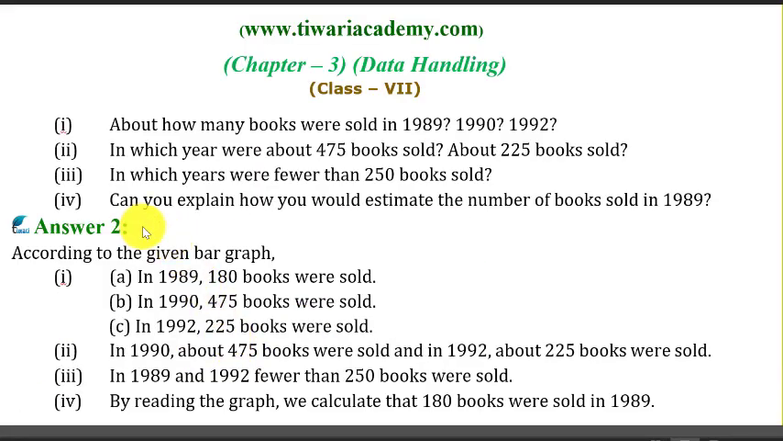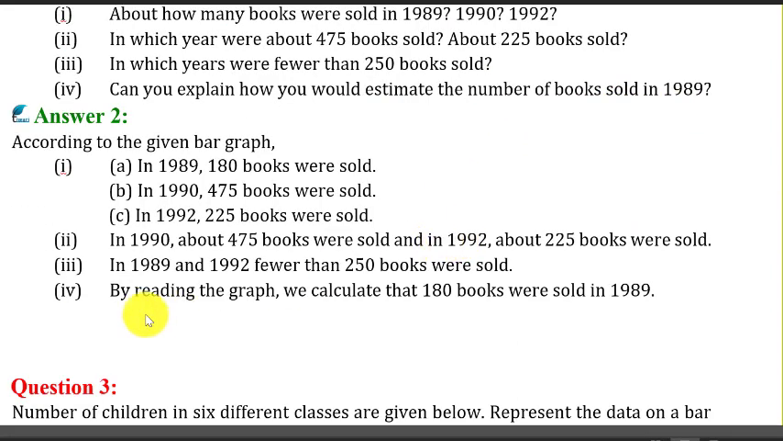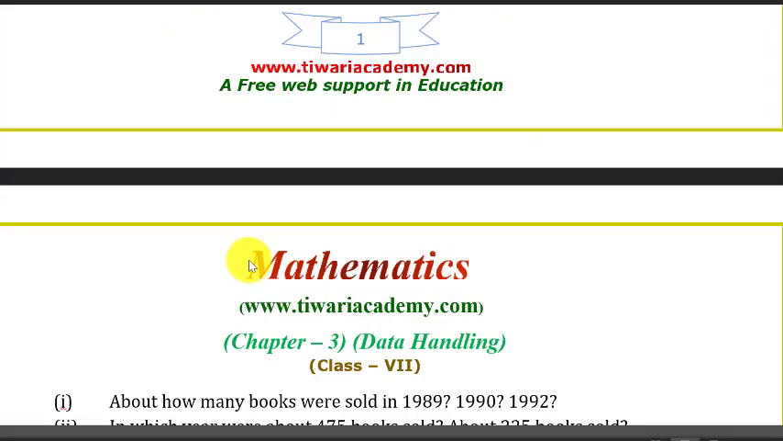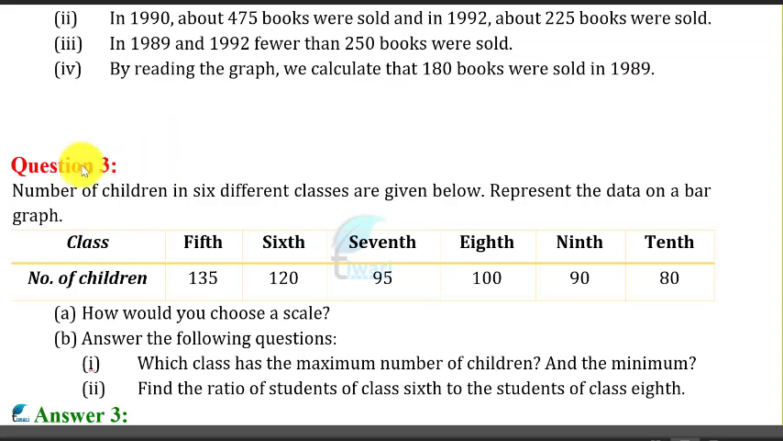The last question is, can you explain how you would estimate the number of books sold in 1989? They only said to estimate. By reading the graph, we can say 180 books were sold in 1989. Just observe that in 1989 it is in between 100 and 200, so you can take an estimate value, which will be considered as 180. So we can move to question number 3.